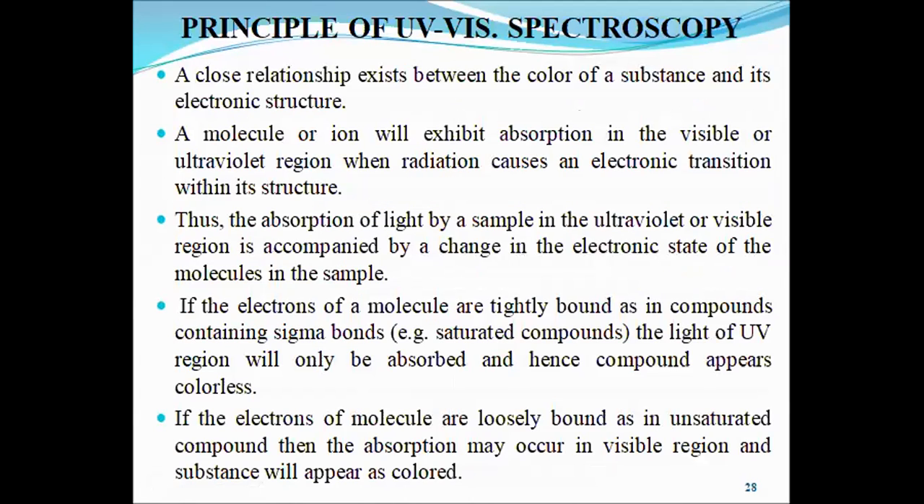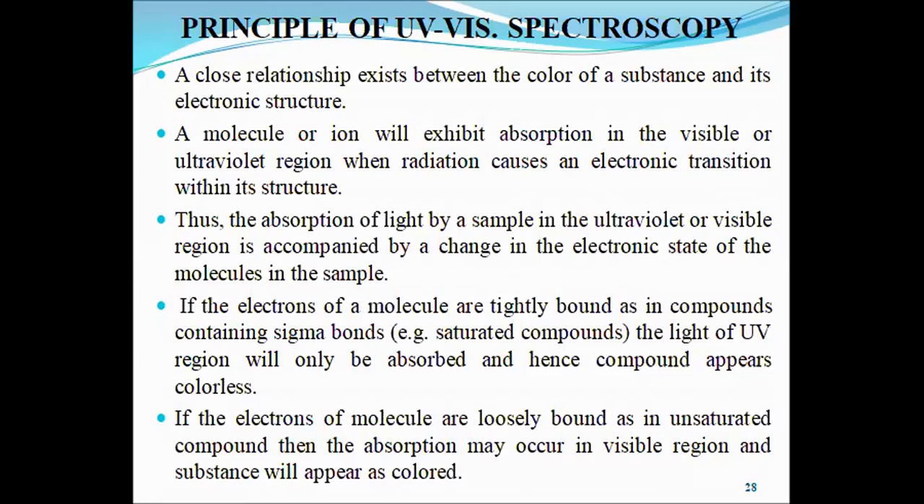Now, the principle or the theory involved in UV spectroscopy. There exists a very close relationship between the color of a substance and its electronic structure. Whenever UV or visible radiation passes through a solution of an organic compound, it is either absorbed or transmitted according to its wavelength and the structure of the molecule. The absorption brings a change in the electronic state of the molecule in the sample. That is, the electrons present will be shifted from the ground state to the excited state.